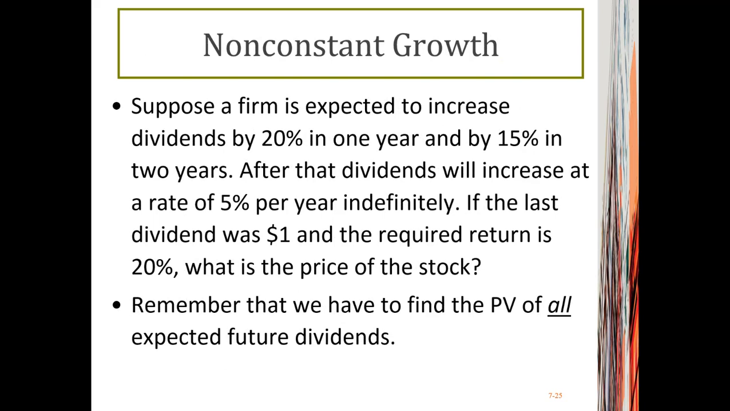Right. So let's say we have a company that is expected to increase dividends by 20% in 1 year and 15% in 2 years. Well, in this case, the required rate of return is 20% and the last dividend is $1. But after 2 years of high growth, the dividend growth rate will decline to 5%. And how can we fix the stock price for this company?